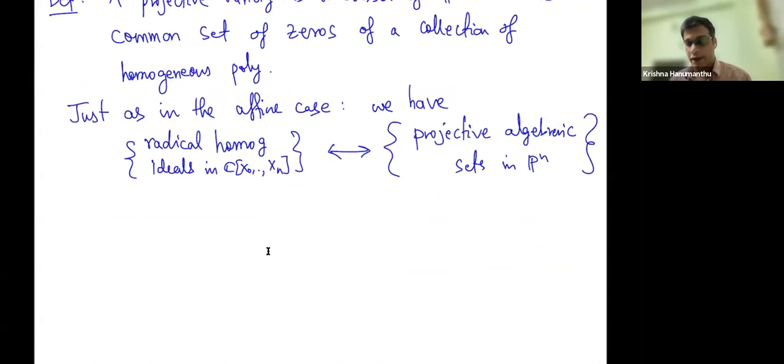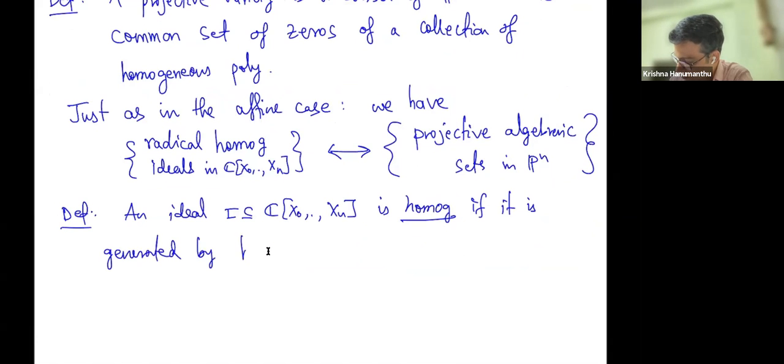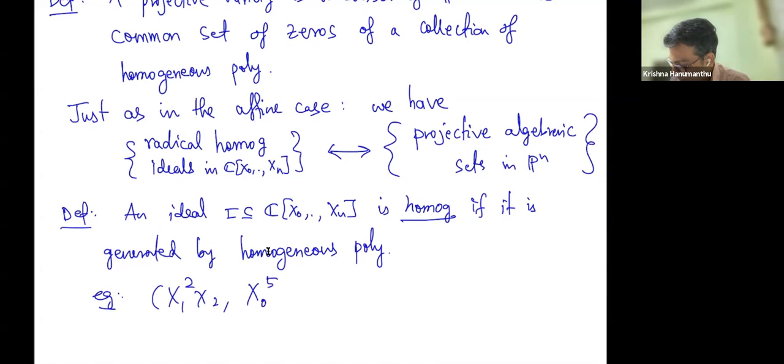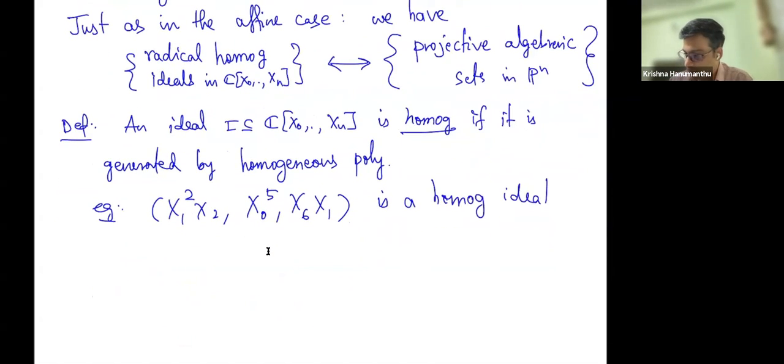An ideal I is homogeneous if, and there are several equivalent ways of defining this, but one is this: if it has a generating set consisting of homogeneous polynomials. So for example, x1 squared, x2. Remember, the generators may have different degrees. They need not all have the same degree. So this is generated by these, which are all homogeneous, so it is a homogeneous ideal.